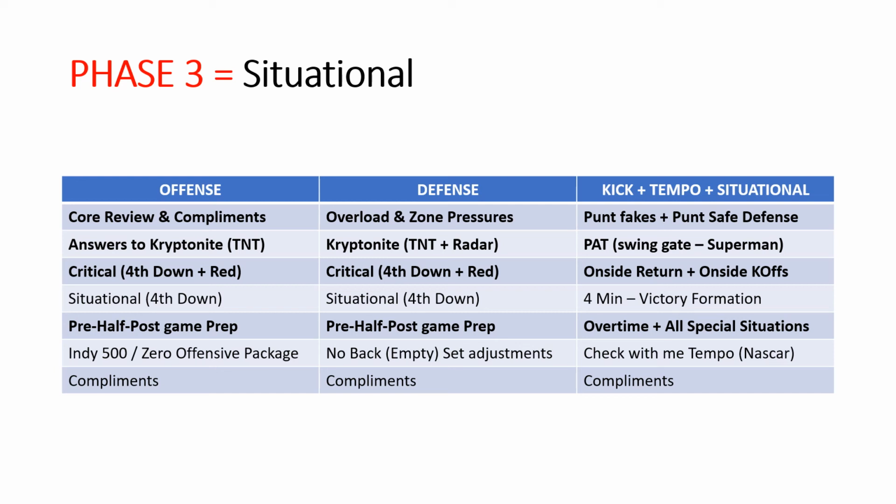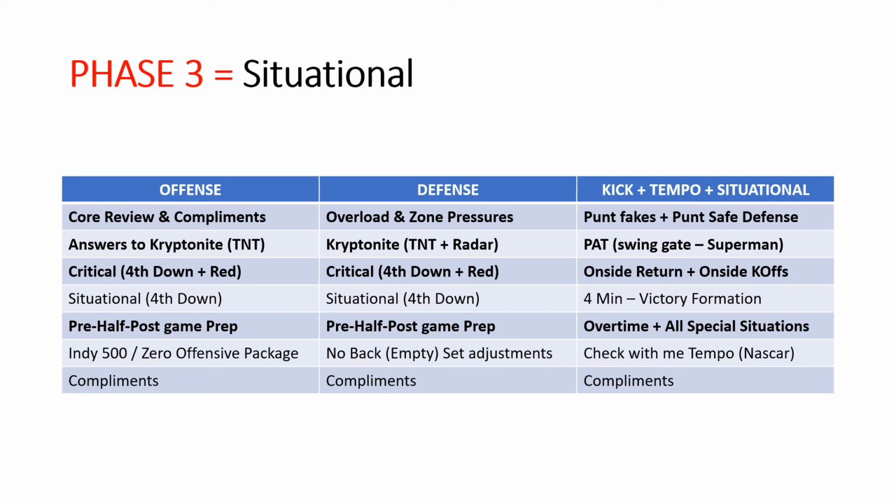For offensive packages, you could look at your Indy 500 and 0 or empty packages, and then again pick specific complements with your cores. Defensively, looking at overload and zone pressures, again, your kryptonite, applying some TNT or bear front, and a radar defense, which is the 1st and 2nd level defenders, all on the line of scrimmage in a 2-point stance in their gaps. Great to confuse pass protection, but simple for you defensively.